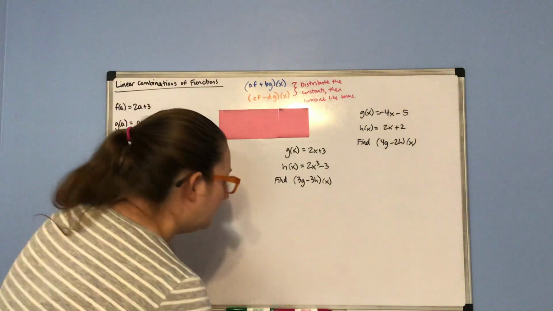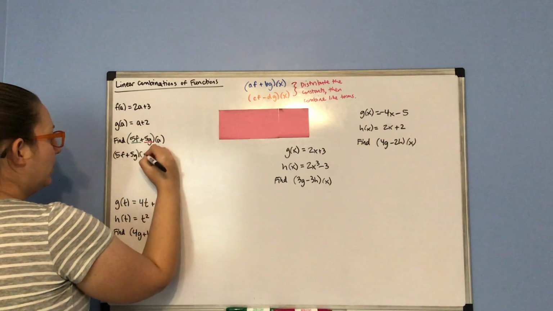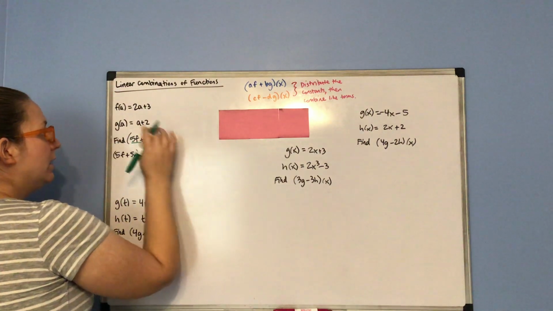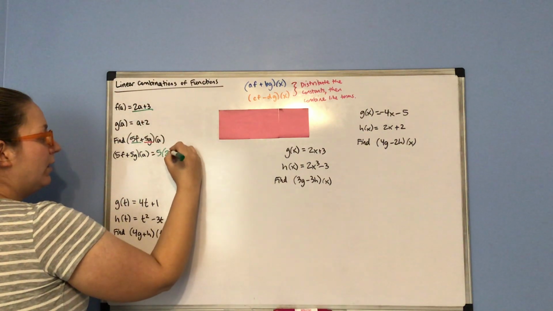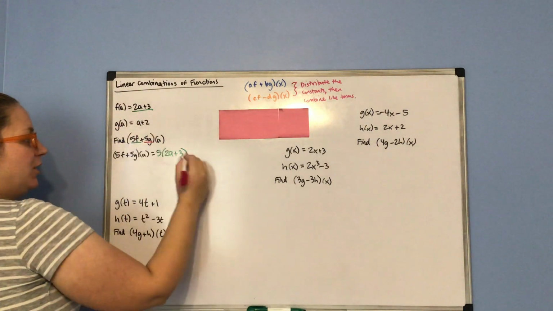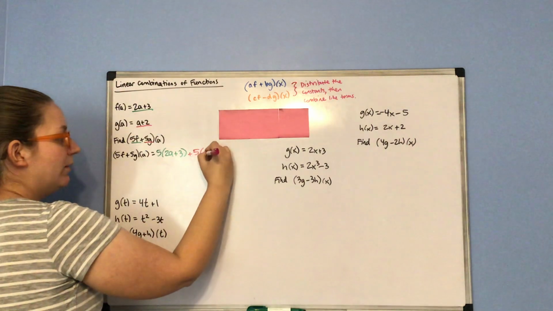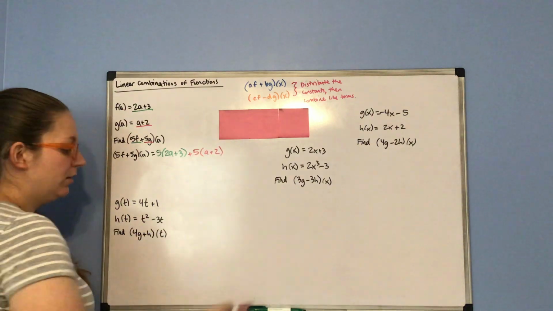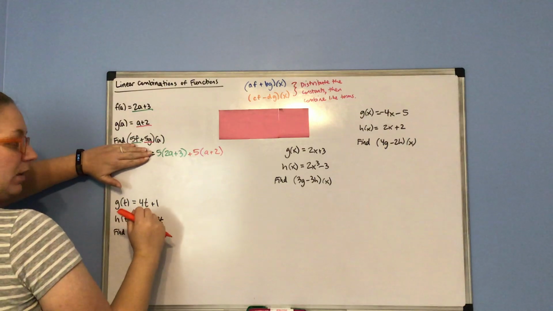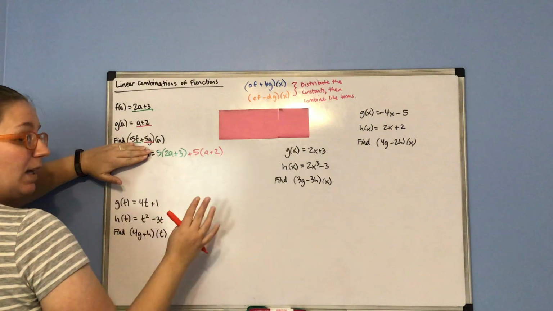So to find 5f plus 5g of a, the 5f part means we are going to do 5 times our f function, everything after the equal sign, which is 2a plus 3. The 5g part means that we are going to do 5 times the g function, everything after the equal sign, a plus 2. From here, if you didn't see the stuff in front of the equal sign, this looks like something we've done before. You would just distribute and combine like terms, and that's exactly how we're going to simplify this.